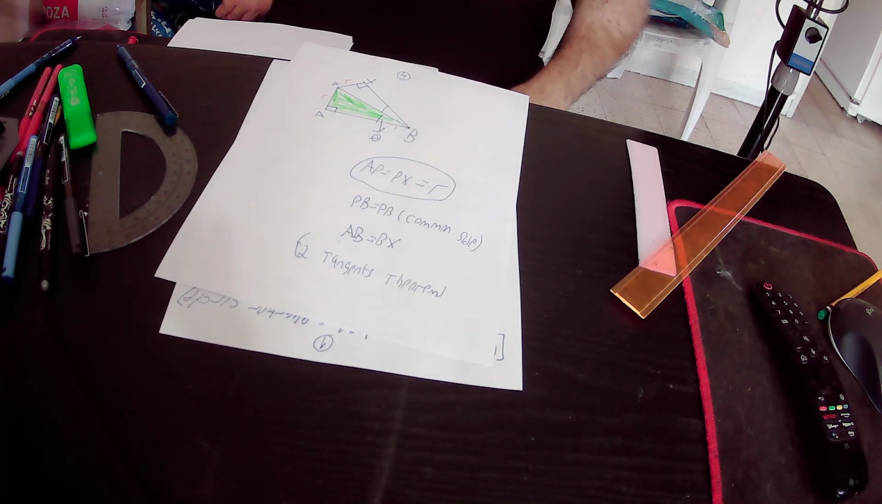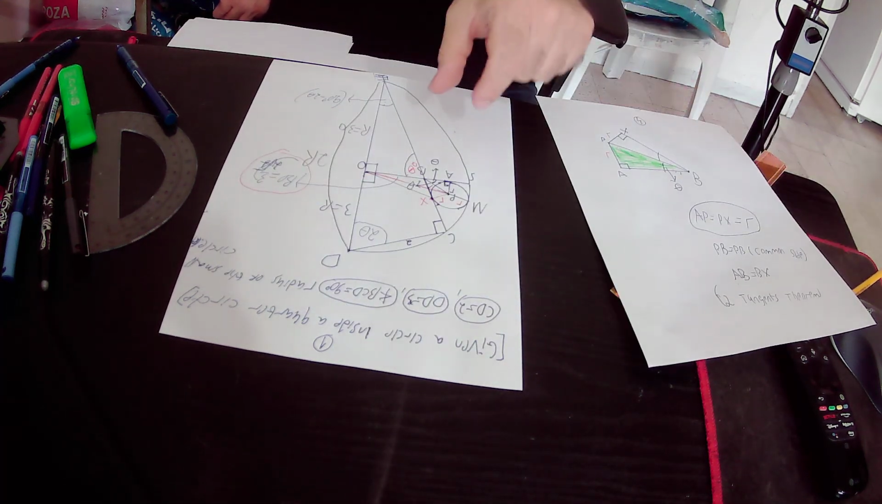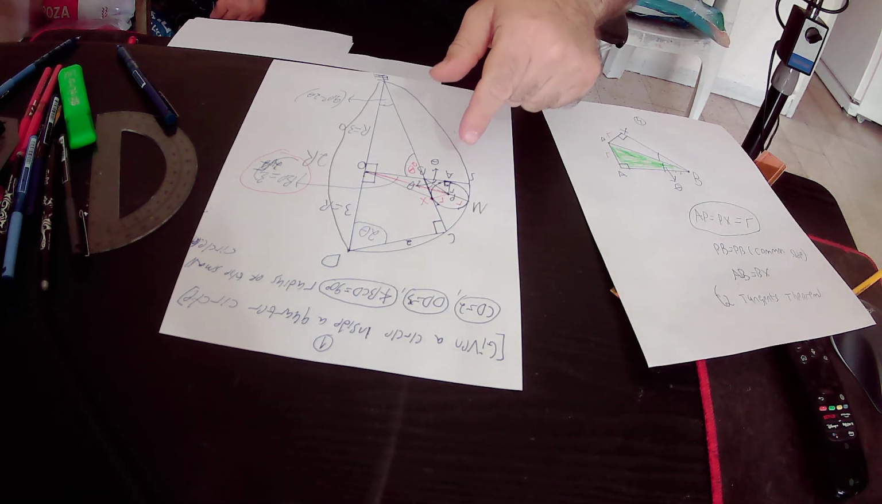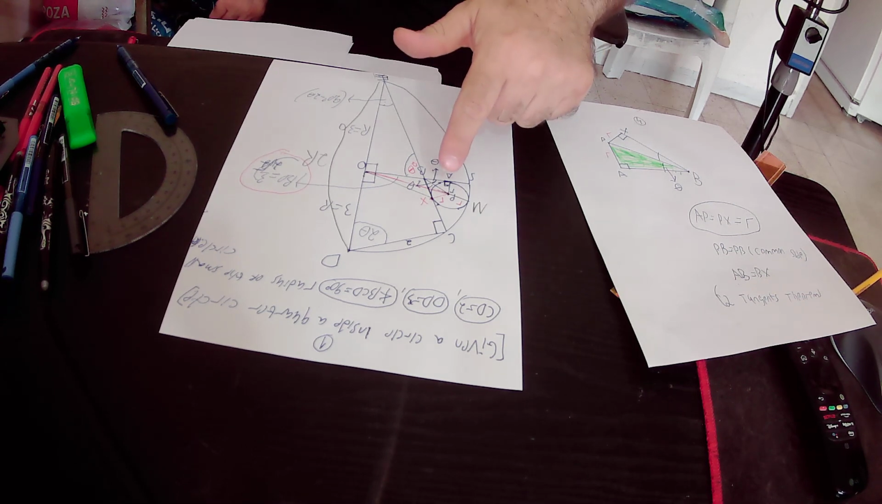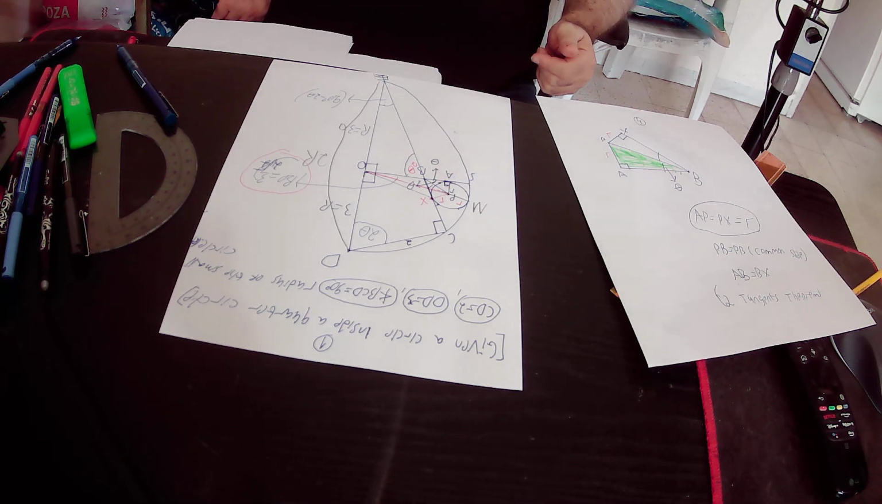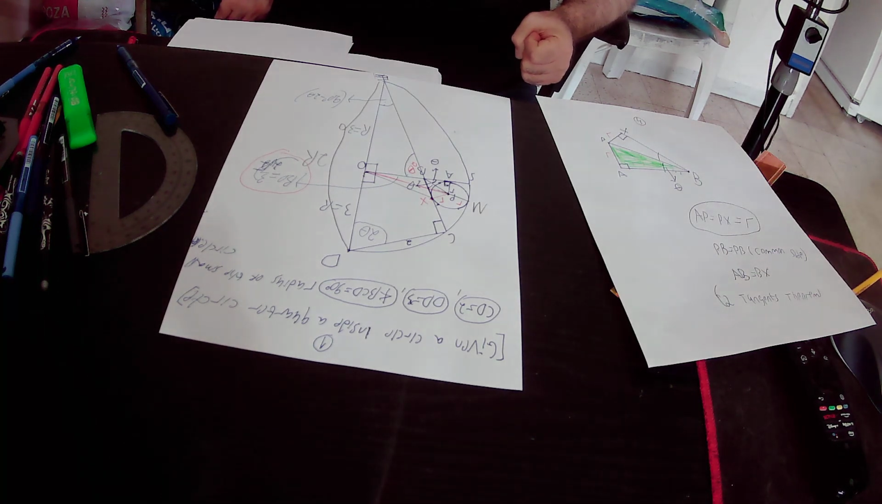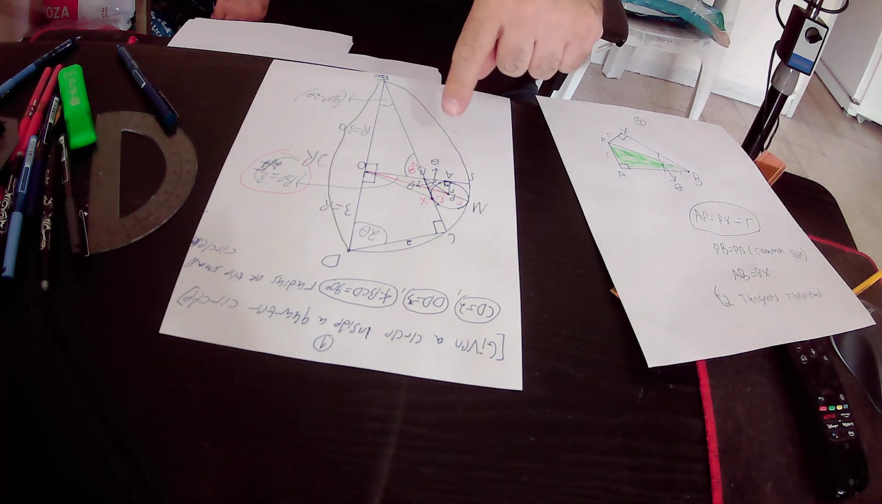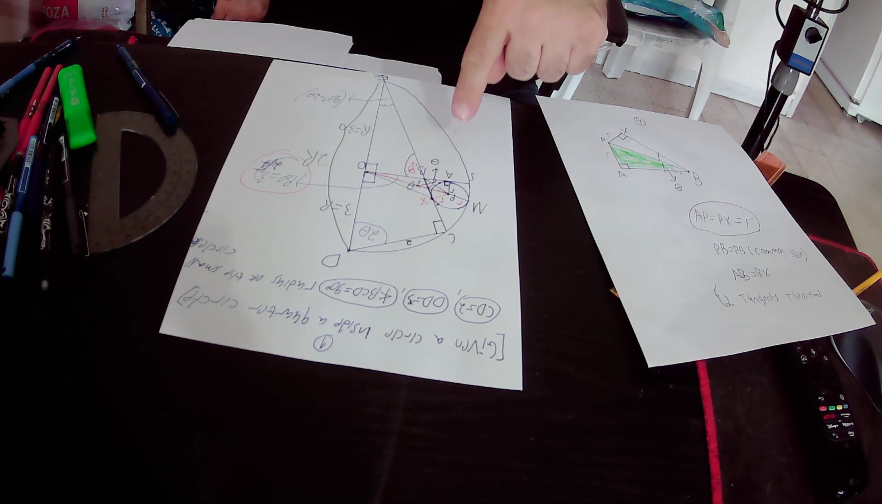AB equals BX. Why does AB equal BX? You can see that AB is tangent to the circle at point A, and BX is tangent to the same circle at point X. We have the two tangents theorem, which states that the lengths of two tangents from a common external point to a circle are equal.